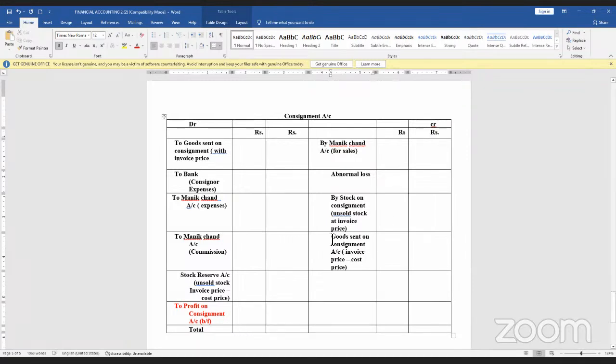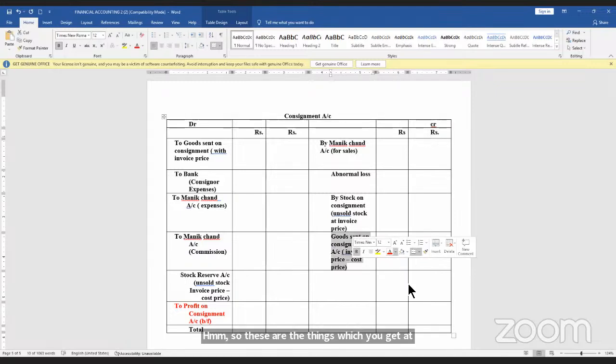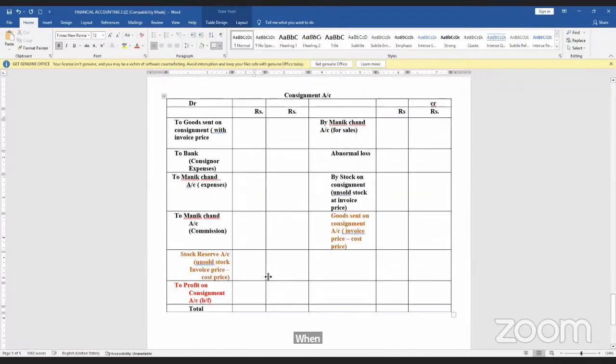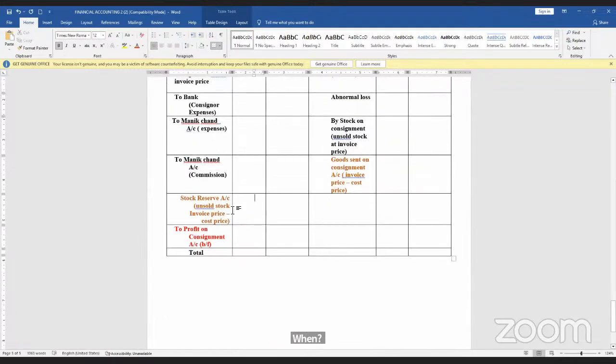So these are the things which you get extra. When goods are supplied at an invoice price, everything else remains the same. Okay, now let us see how to take these.